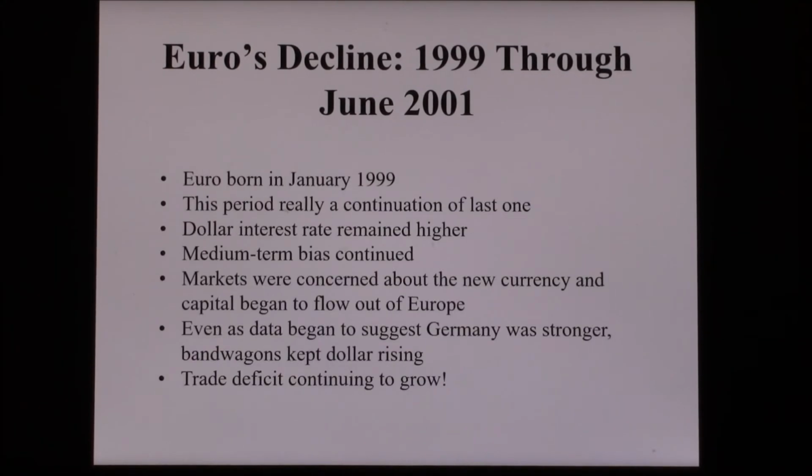So why did this happen? Well, the dollar interest rates remained higher. The medium-term bias continued. And actually, people were a little concerned about the idea of a brand new currency. There was sort of some euphoria at first, and then they were like, is this a good idea? And so capital began to flow out of Europe. And even as the data began to suggest that Germany was stronger than the U.S. in terms of macro data, the bandwagon kept the dollar rising, and the trade deficit continued to grow. What's that look like here?